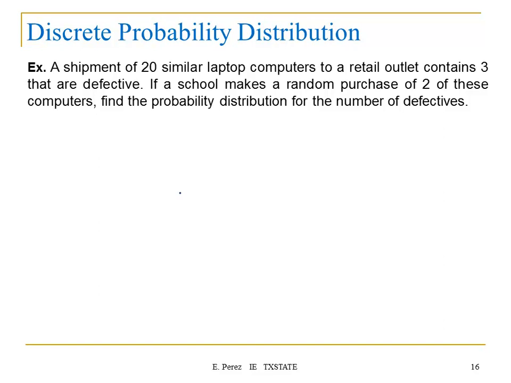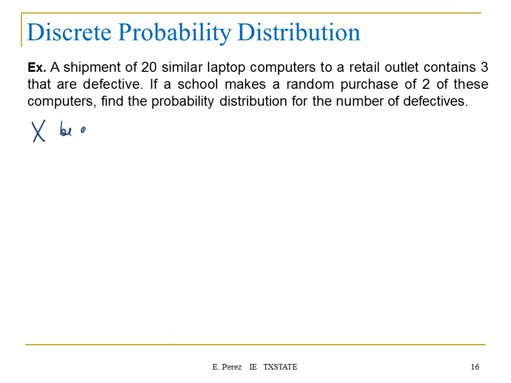Let's look at this problem. A shipment of 20 similar laptop computers to a retail outlet contains 3 that are defective. If a school makes a random purchase of 2 of these computers, find the probability distribution for the number of defectives. Okay, so let's define the random variable. What will be the random variable in this case? Number of defectives, correct.